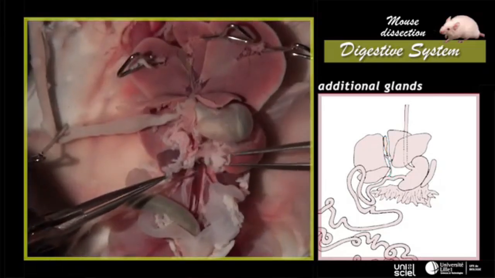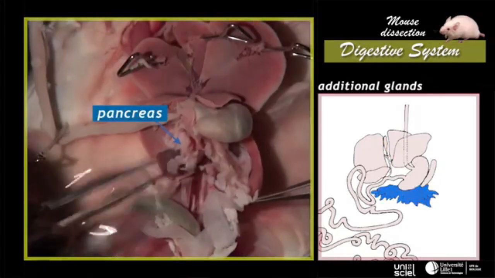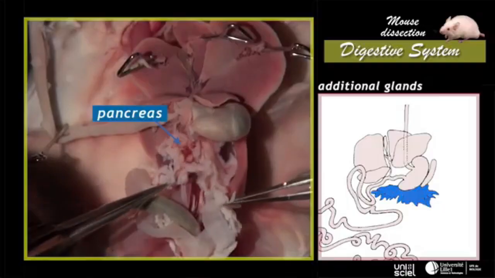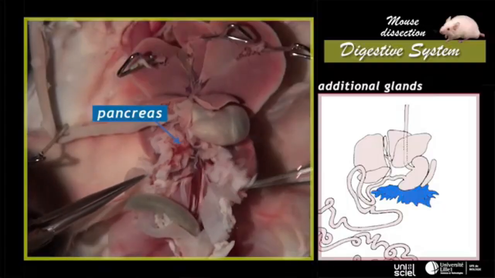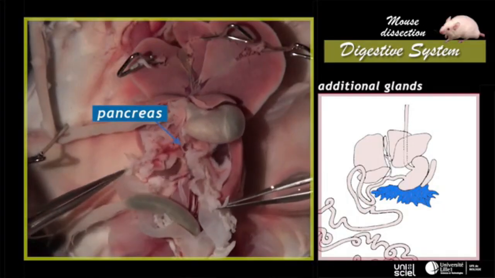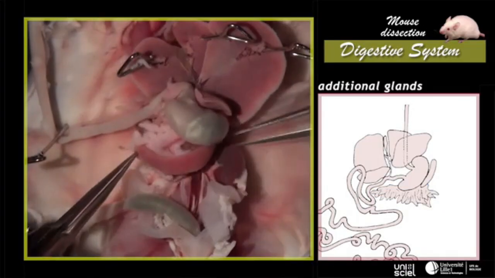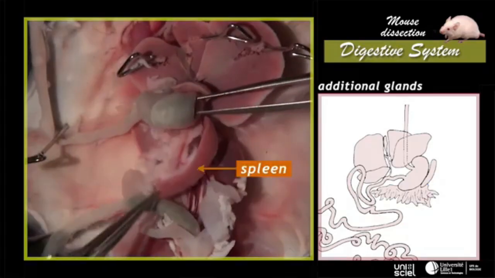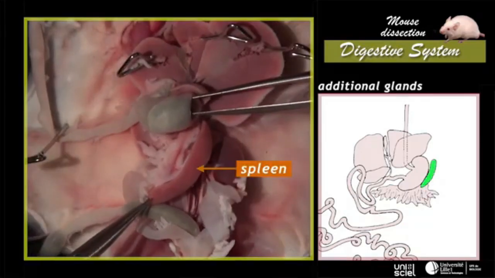The second additional gland, the pancreas, has a plumose shape and is located behind the stomach. In the abdominal cavity, the spleen is also present. It is an immunological organ which is not part of the digestive system.